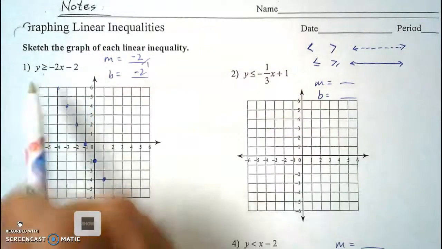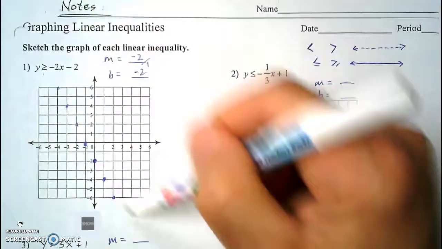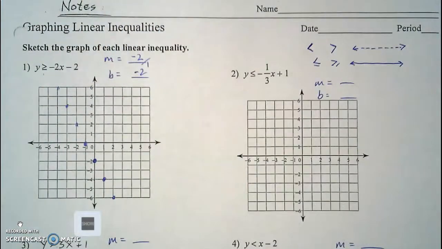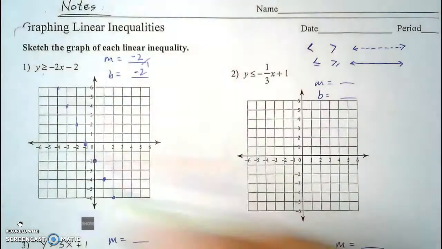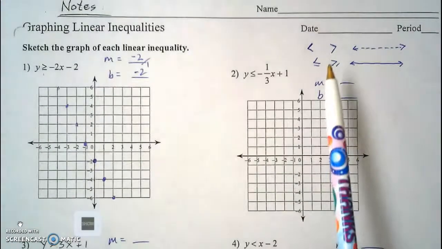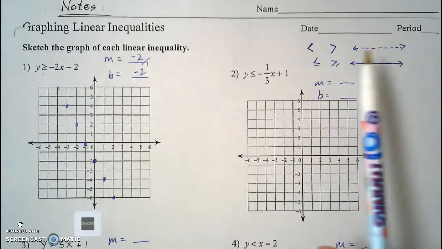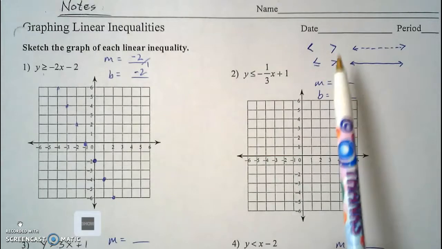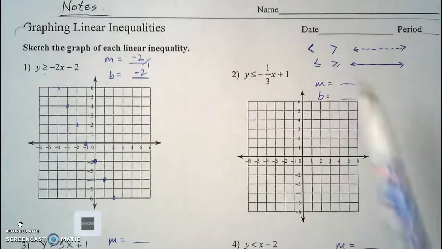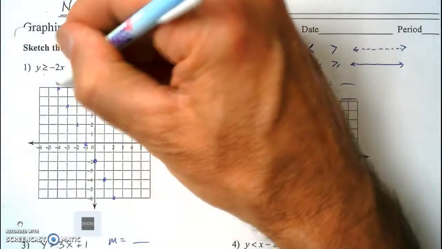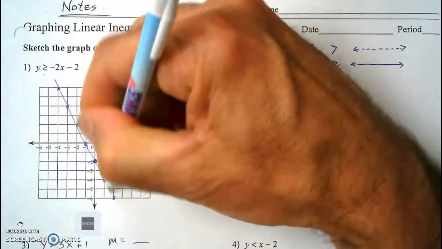Now, if that was an equal sign, we would just draw the line through the points and put arrows on it. Well, I'm still going to draw the line, a solid line. If it's less than or greater than, we will use a broken line. Remember on the number line, we use the open circle, and here we use the closed circle. So this is related to that. So there's my solid line.